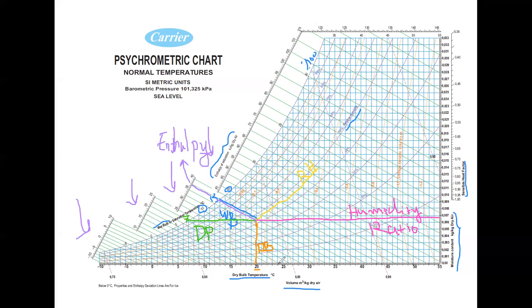There's also a specific volume, the specific volume down here, which you can easily use. And these are the lines you can see there, but we normally don't use them.